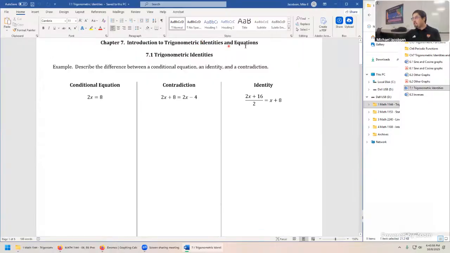So now we're going to take a look into trigonometric identities and equation solving. Sections 7.1, 7.2, 7.3 are all going to be about trigonometric identities. So it's going to be a collection of all the trigonometric identities we've seen so far and some new ones along the way.